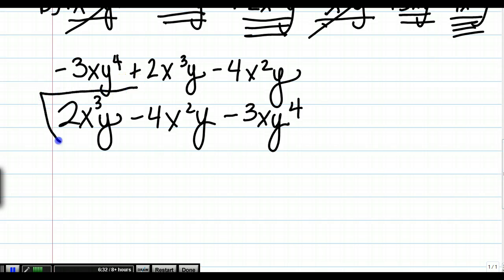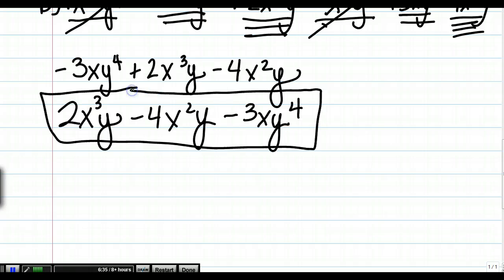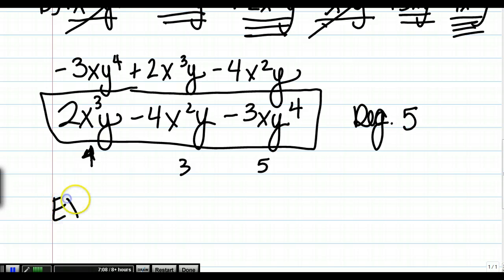Now let's practice finding the degree. We simplified the equation and we combined like terms, but now we have to find the degree. So again, you're going to look at each term, and the degree for the first term is 4. 2 and 1 is 3, and 1 plus 4 is 5. So my degree for this is going to be 5. Example number 2.